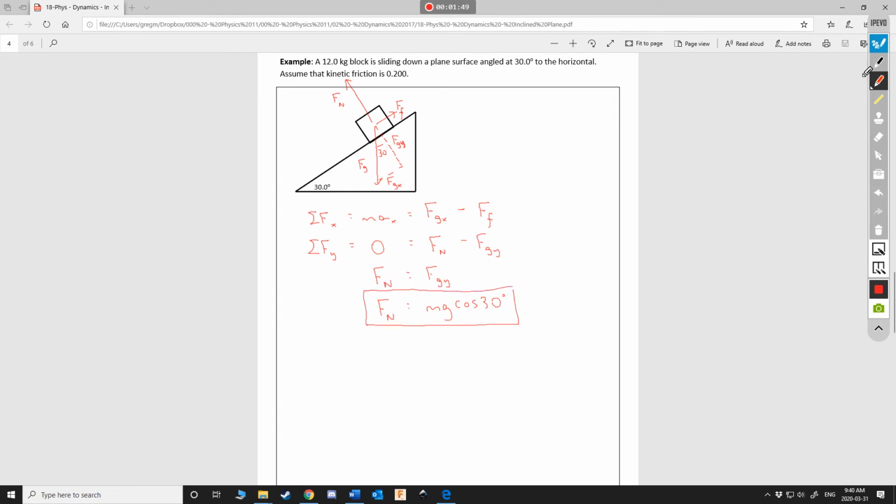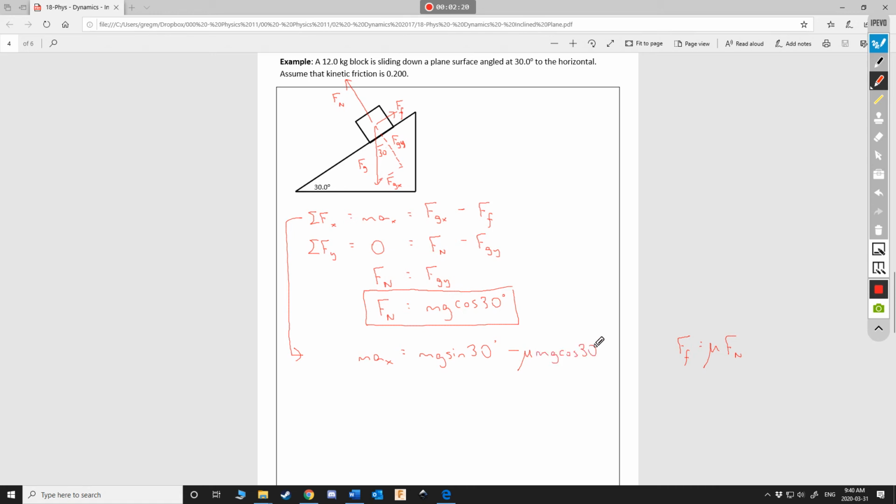So now if we go back to our x direction, we have max. Fgx is going to be mg sine 30 degrees, and it's minus our force of friction. Our force of friction is the coefficient times our normal force. So we get our coefficient times that normal force, which is mg cos 30.